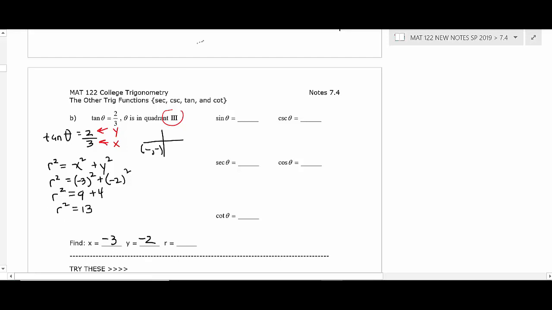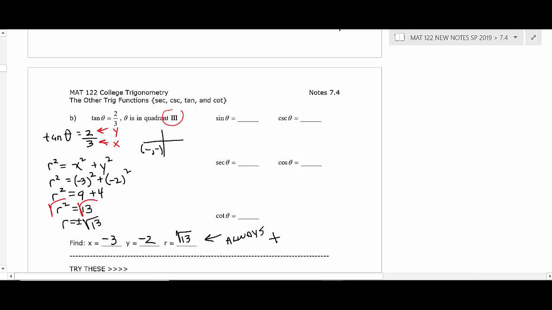Then what you do, of course, is take the square root of both sides. And when you do that, technically you get r equals plus or minus square root of 13. But remember I said that r is always what kind of number? Yeah, it's positive. It's a radius. A radius is a positive number. Okay, so now you're in business.